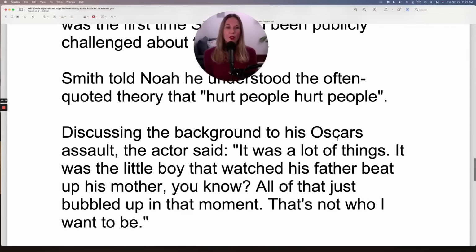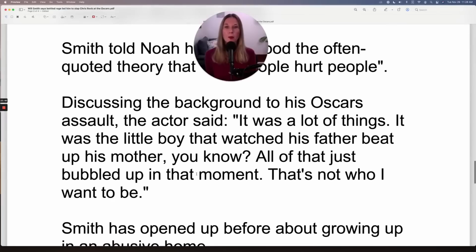Discussing the background to his Oscars assault, the actor said it was a lot of things. It was the little boy that watched his father beat up his mother. All of that just bubbled up in the moment. That's not who I want to be.